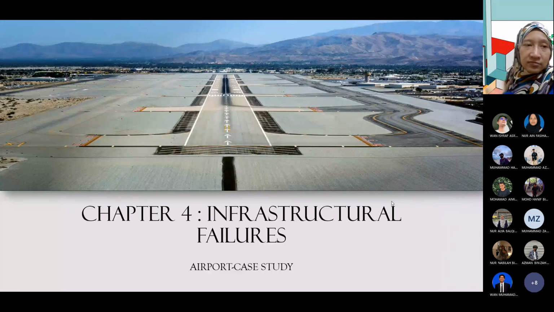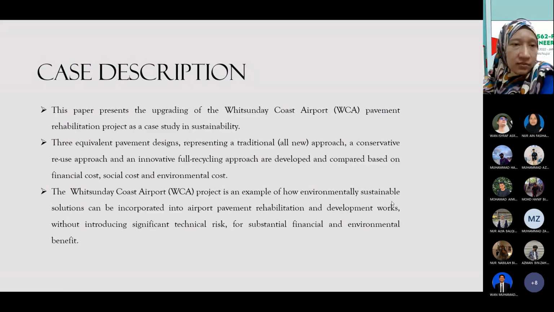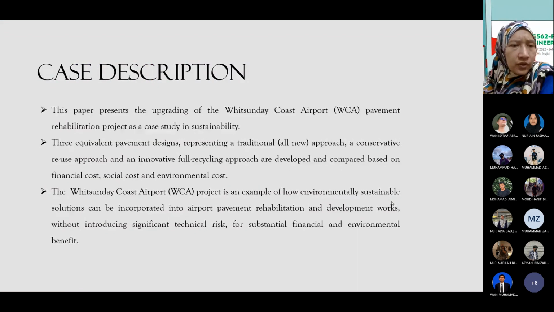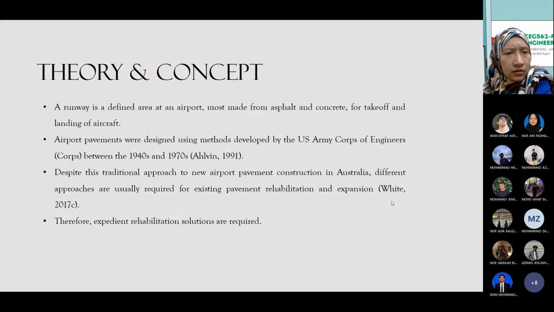Okay, next slide. Kita dah pergi ke case description and then the next one, theory, concept, if anything you can add on. Okay, sebab the article at least mesti ada teori dia.